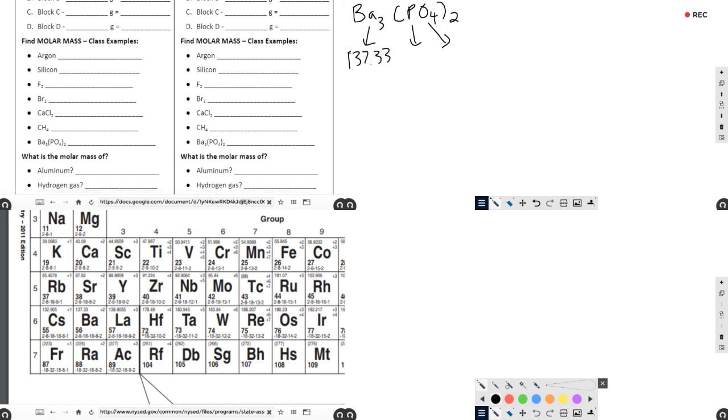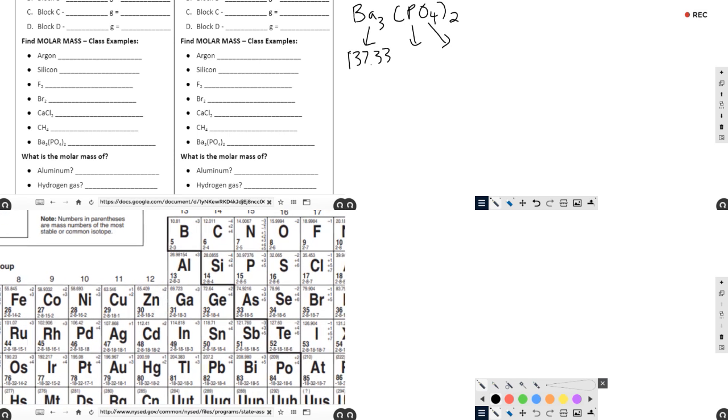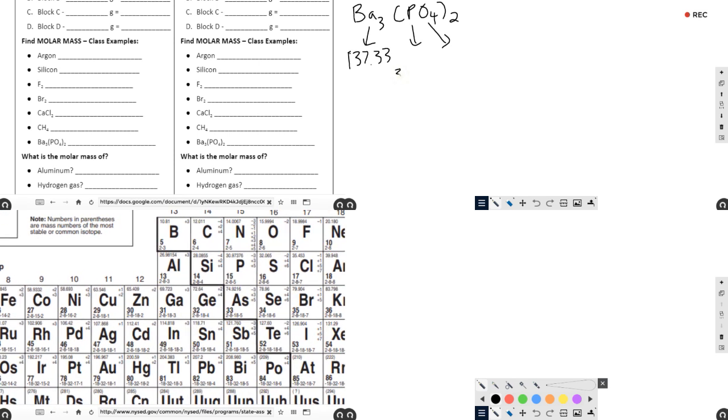137.33. Then we have P and O, which are both on the other side of the periodic table. So P is 30.97376 and O is 15.9994. Now, you do not have to write all of them down like this. I'm doing it just to show you exactly what I'm doing and how I'm getting those numbers.